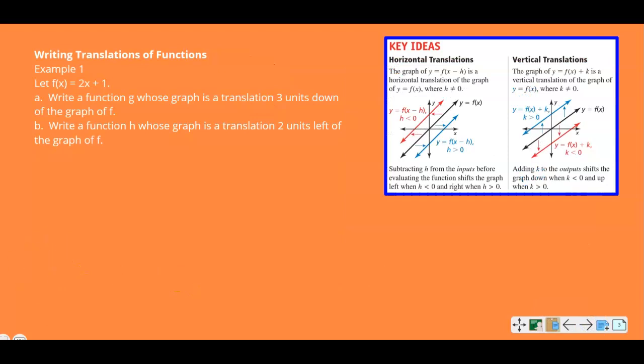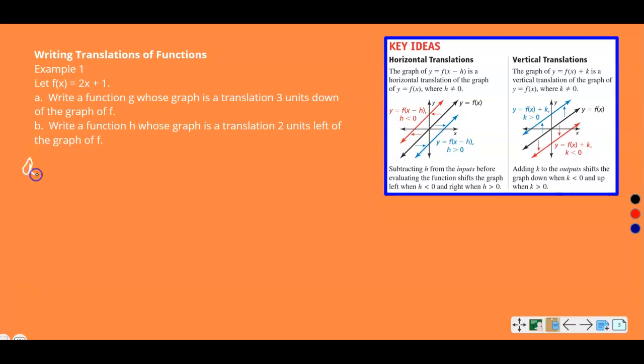All right, example 1, writing translations of functions. A part says, write a function g whose graph is a translation 3 units down of the graph of f. B part, write a function h whose graph is a translation 2 units left of the graph of f. All right, so right here is your key ideas again. We are going to be writing a function, so let's get started.